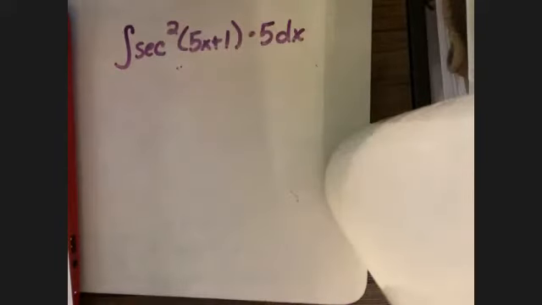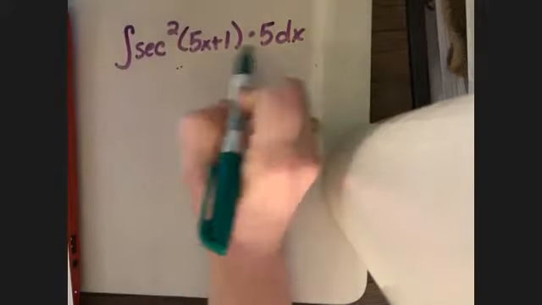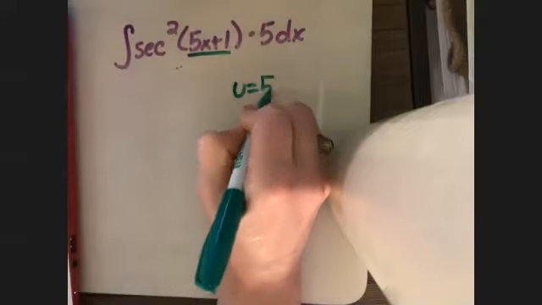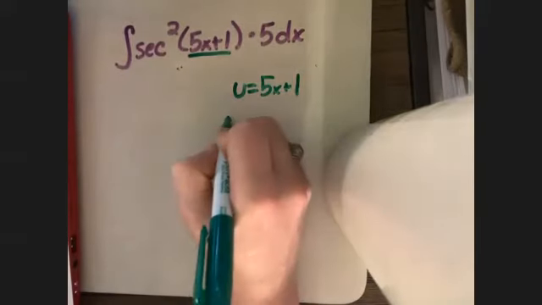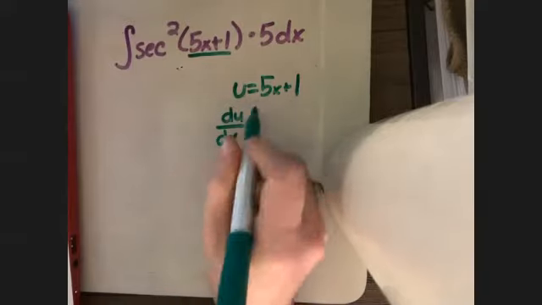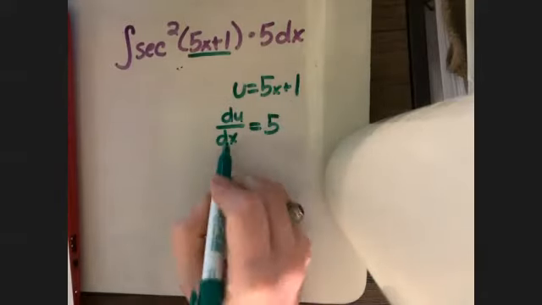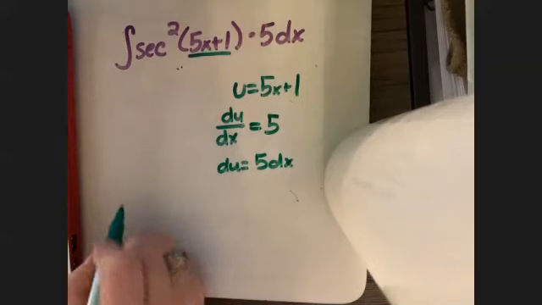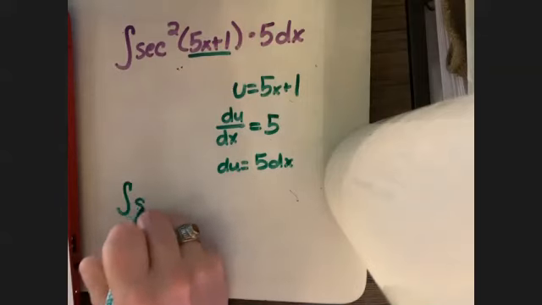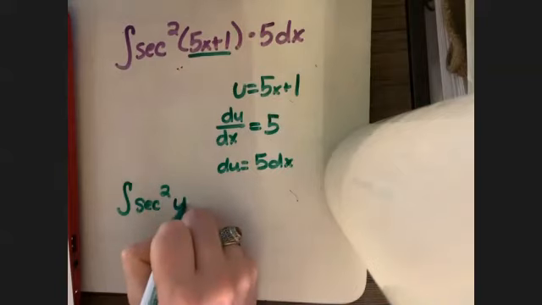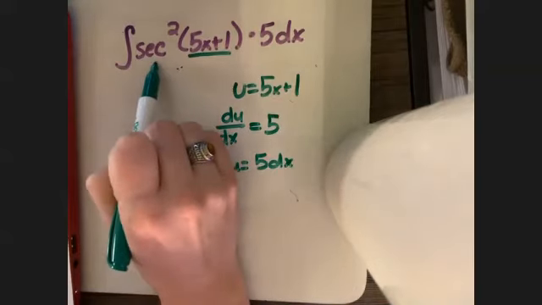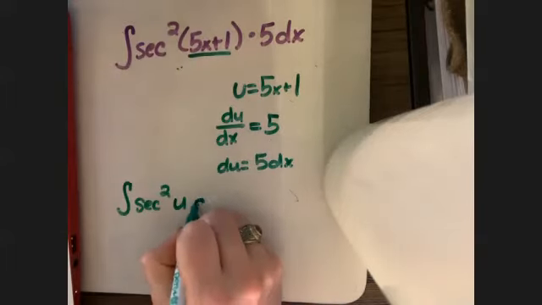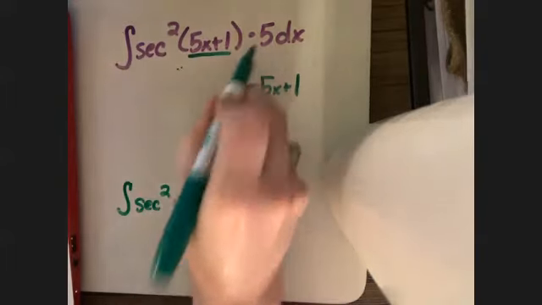Okay, so we've got secant squared of 5x plus 1 times 5. Okay, now, first thing I notice is the 5 is the derivative of that chunk. So that means u is going to be 5x plus 1. Du dx is going to be 5. And then I'm going to solve for du. So now I'm going to replace, and I'm going to have secant squared u. So I had the secant squared because I didn't mess with that. That's u du. My 5 dx is my du thing, okay?